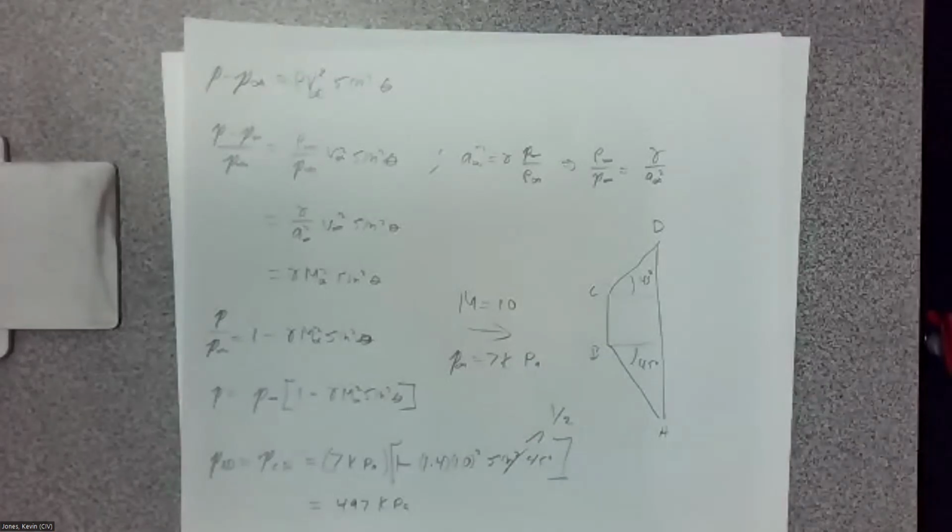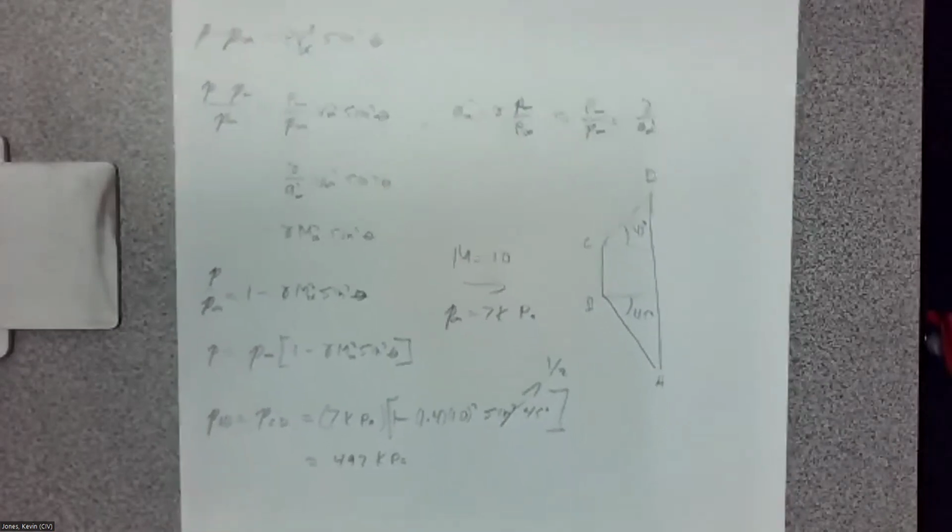Mach 10 is still slow for reentry vehicles, although 7 kilopascals is high for atmosphere.